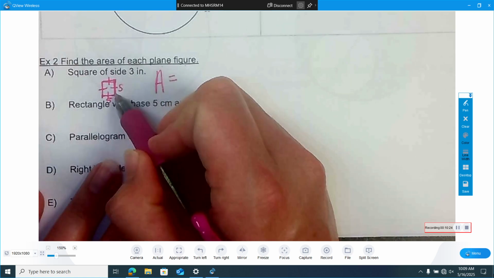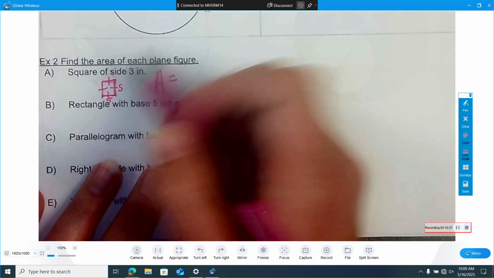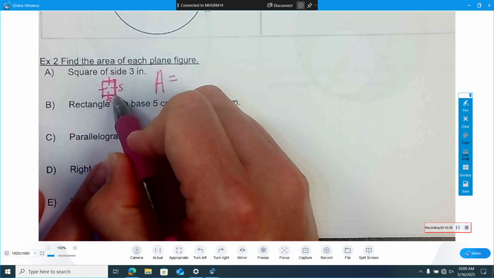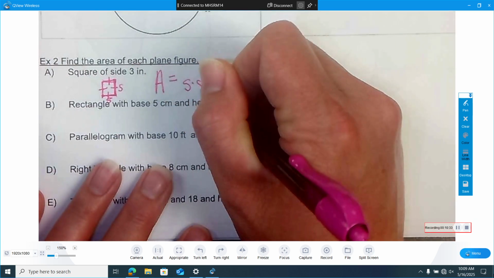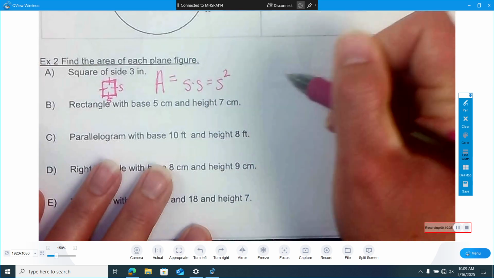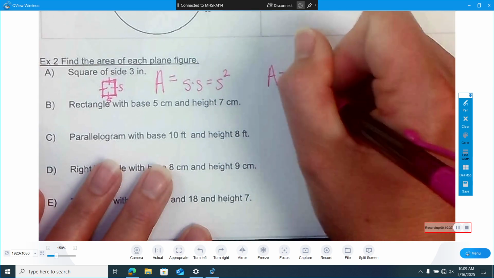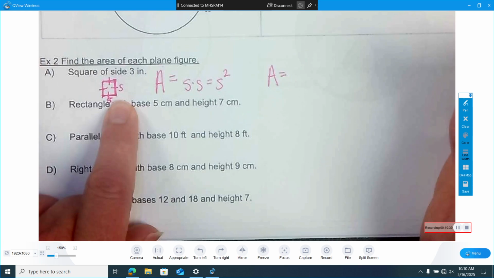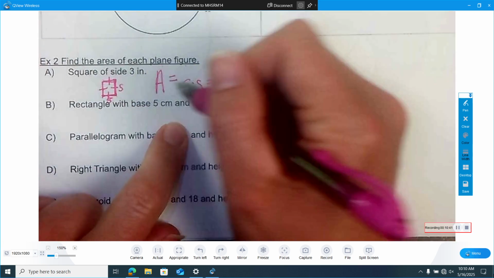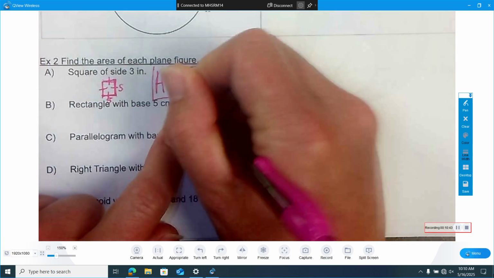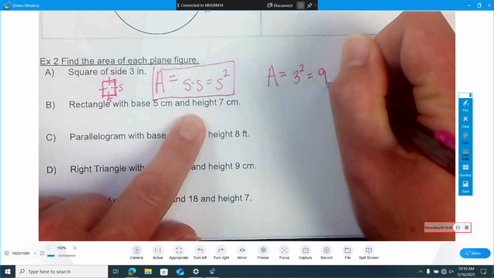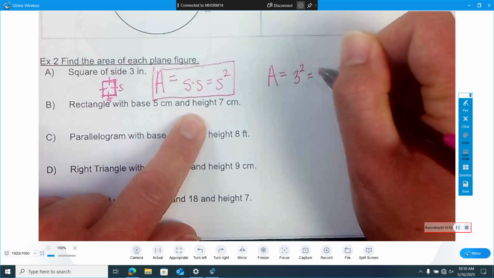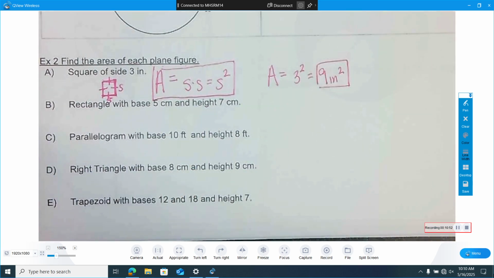It's a rectangle. The formula for the area of a rectangle is base times height. In this case, our base is S and our height is S. So it's just side times side, or side squared. If our side is 3 inches, what do I need to do? Three squared. 9. This is 9 inches squared for my area for letter A. That's all. Okay?